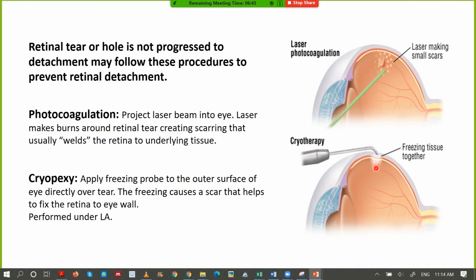Okay, so here this is done under a local anesthesia again, whereas photocoagulation is not necessarily done under it. So that is the major difference between photocoagulation and cryotherapy, and these are the major treatments done for a retinal tear and a hole.